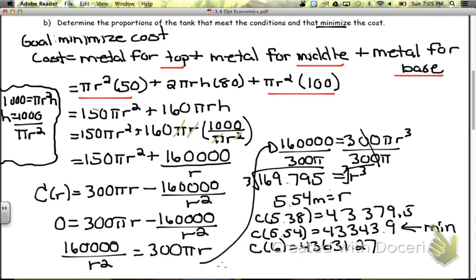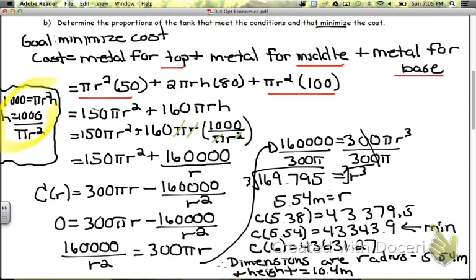So therefore, the dimensions are that our radius is equal to 5.54 meters, and height is equal to 10.4 meters. And that height can just be found by subbing in to our 1,000 equals pi r squared h.